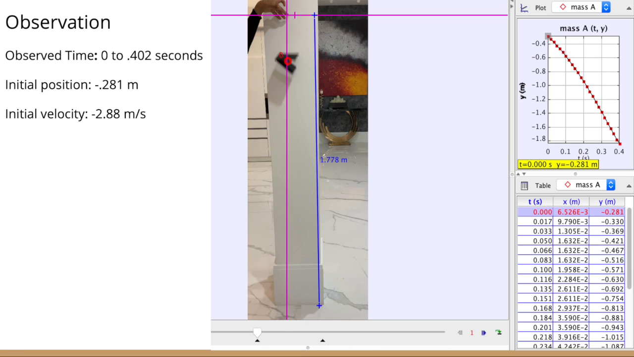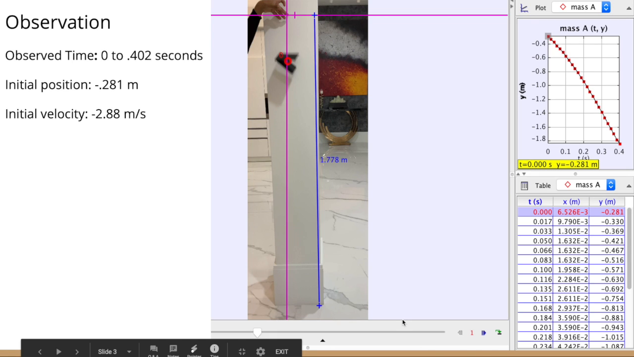The time interval is 0.017 seconds, and these are the measurements I got from the video. Observed time being 0 to 0.402 seconds, initial position being negative 0.281 meters, initial velocity being negative 0.288 meters per second. As you see in the graph to the right, it's curved, which indicates that the object was not at a constant velocity and had other forces interacting with it.